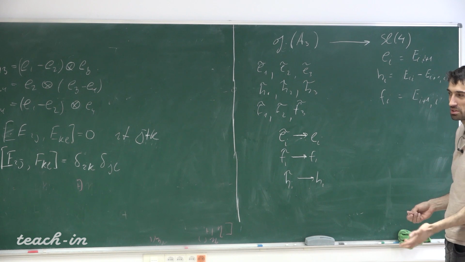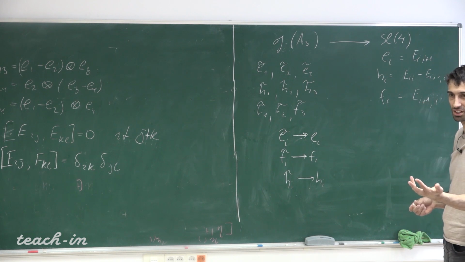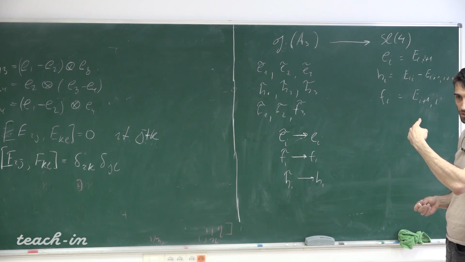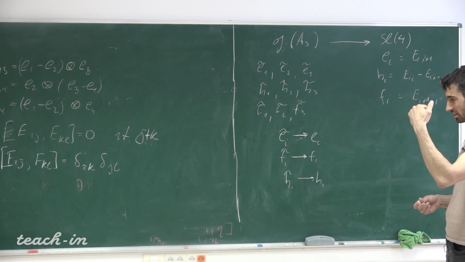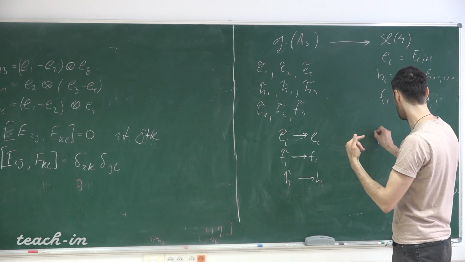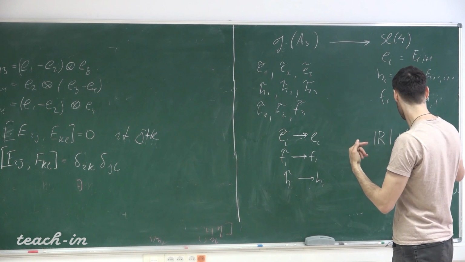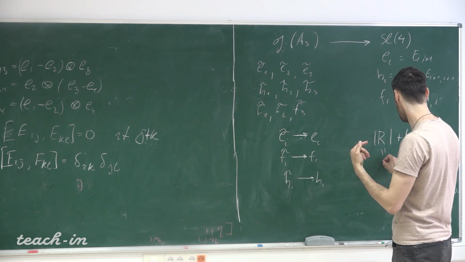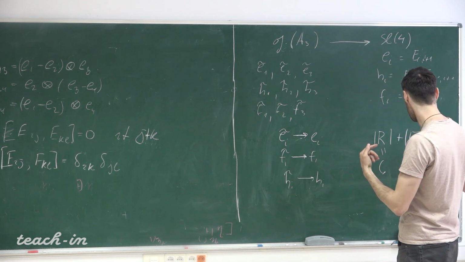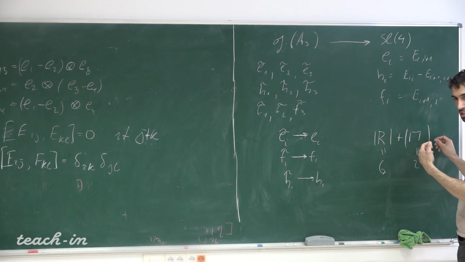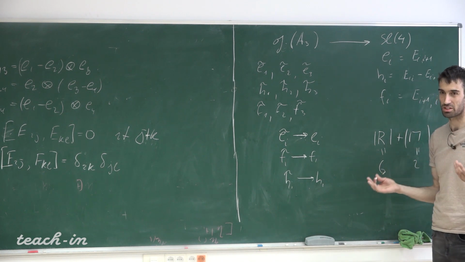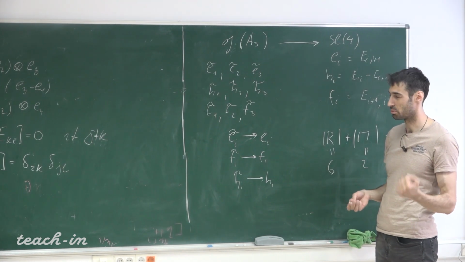So that's how you compute the dimension of SL3, right? So we have 6 roots plus 2, so it's R plus P. For SL3, sorry. So 8, which matches, of course, n squared minus 1, the dimension of SL3.